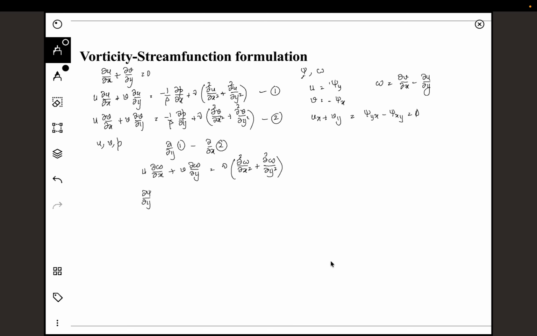u is del psi del y, and v is minus del psi del x. So u del omega del x plus v del omega del y is nu times del square omega del x square plus del square omega del y square. And then we have one more equation, which is omega given by del v del x minus del u del y, that is minus psi_xx plus psi_yy. So these are the two equations that I will be solving now. Instead of the three equations, the problem is now reduced to two unknowns and two equations that we will be solving for.